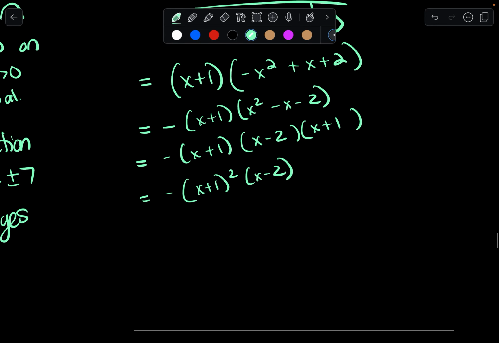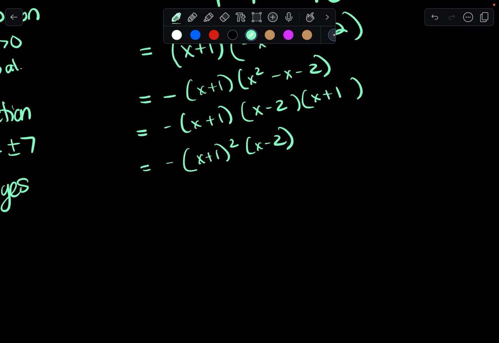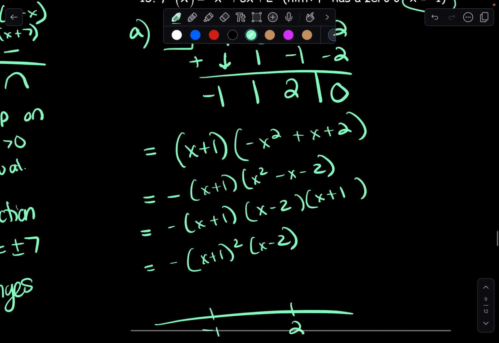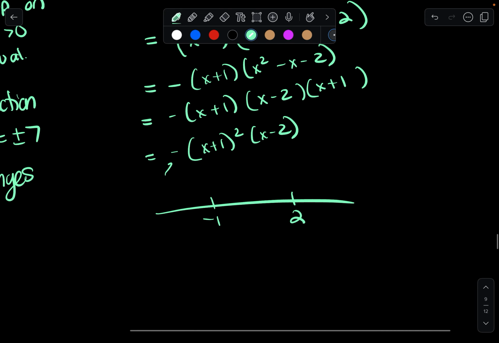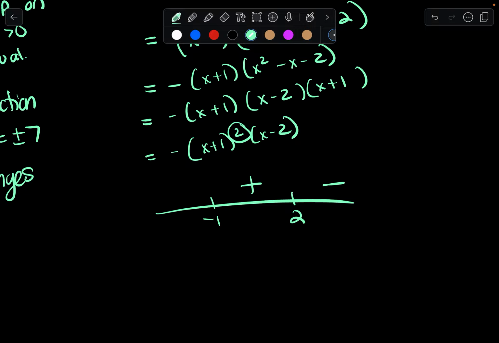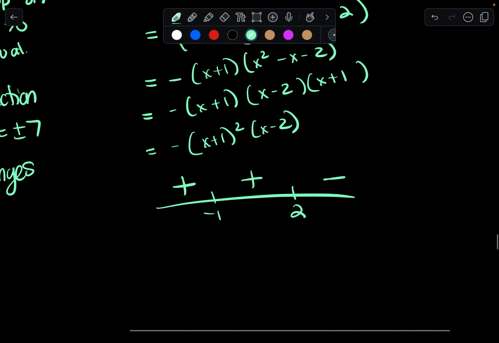That's important because that's going to change what our sign pattern is doing. We have two values on our sign pattern, negative 1 and positive 2. We have that negative leading coefficient again, so the right interval will be negative. The x minus 2 factor has a multiplicity of 1, so it's going to change to positive. The x plus 1 has a multiplicity of 2, so it's going to bounce, so it's going to stay positive.